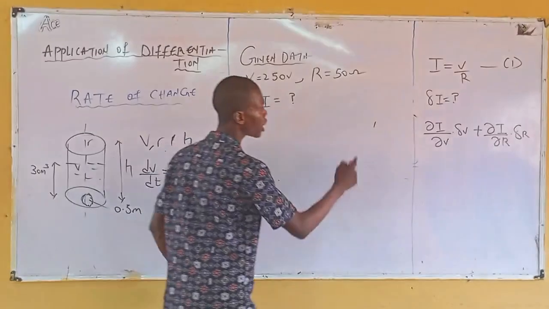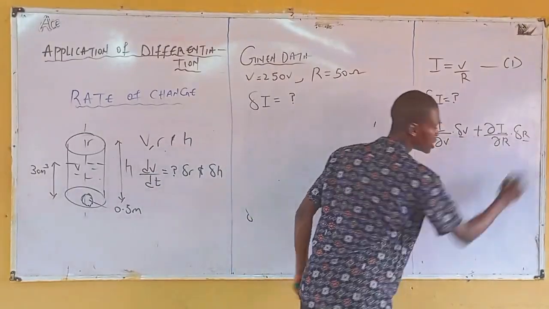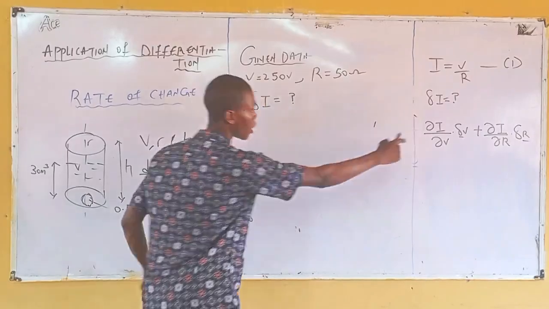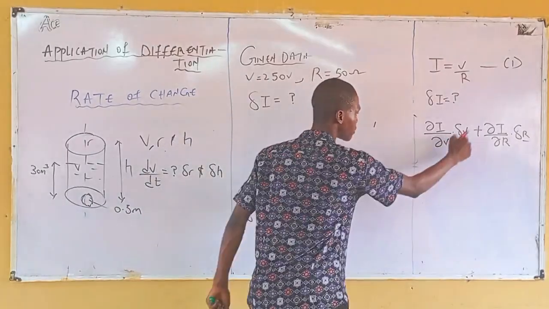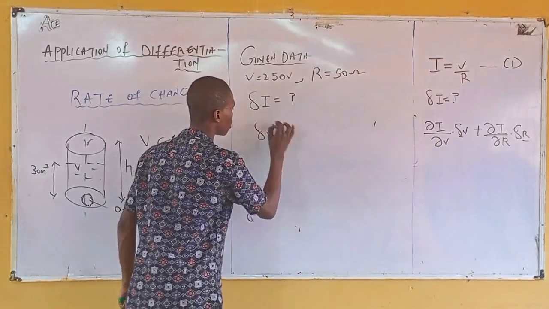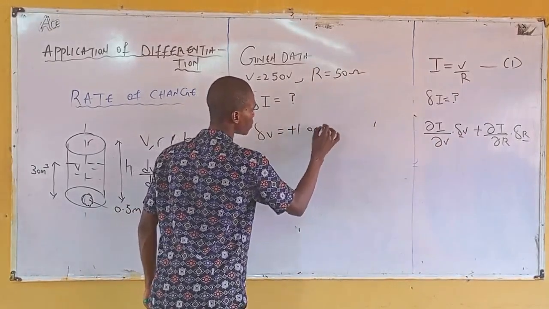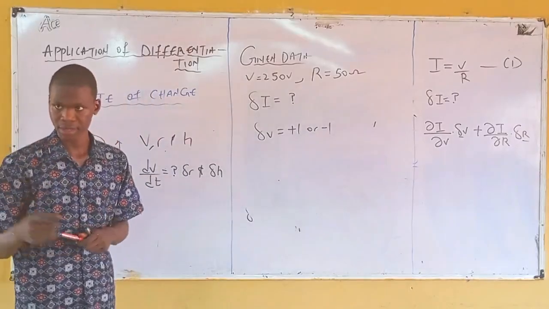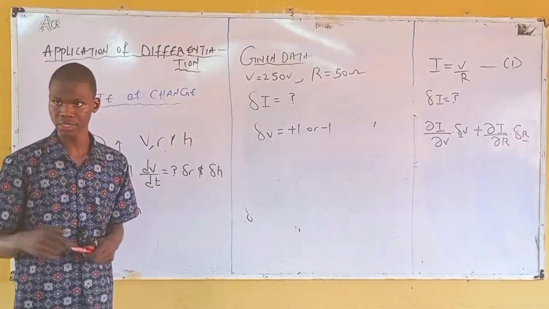Now, meaning that from here, the value of this and this is given. True or false? True. Now, from what you've read, this value is what? 1 volt. Negative or positive? Positive. Why positive? Because it's increasing. If it is decreasing, it takes negative.